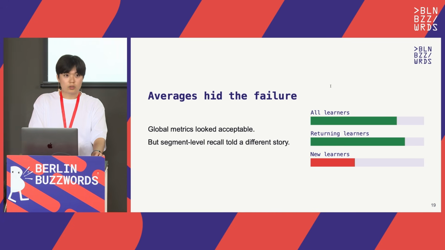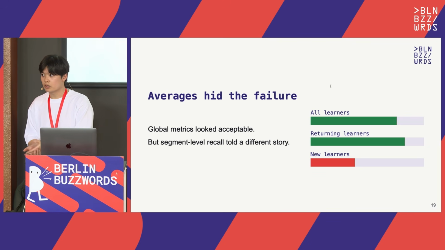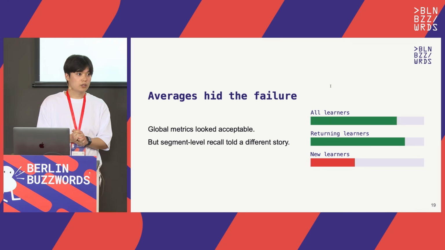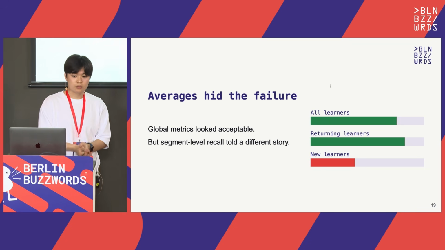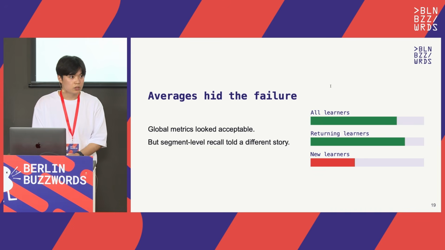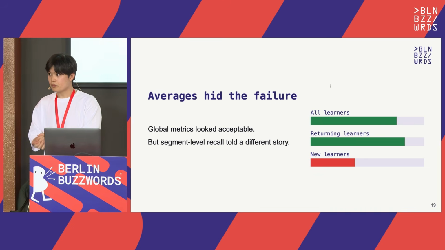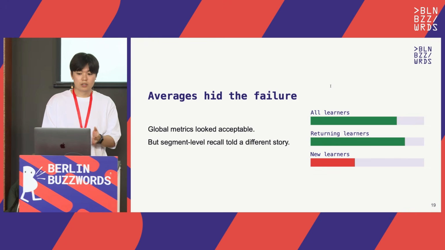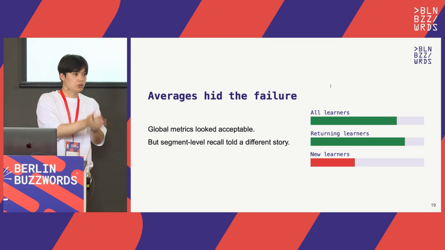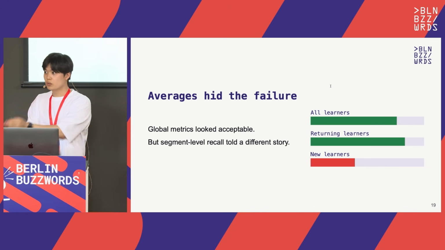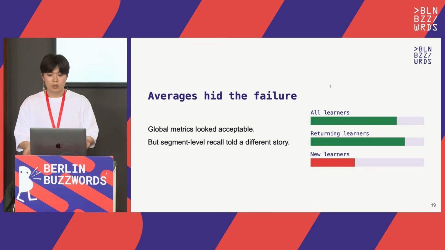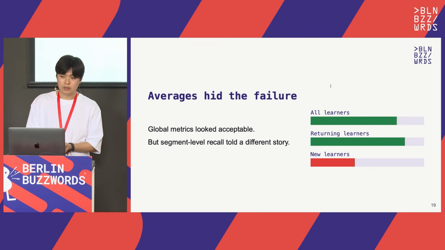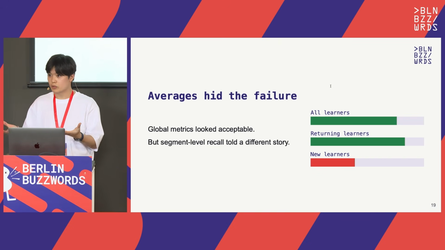It also can be very helpful to look not at the average metrics, the average loss, but at more specific cohorts. For example, in this use case, it would be very useful to understand the loss for the returning learners and for the new learners apart. By doing that, we can see the difference in model performance for these two segments.